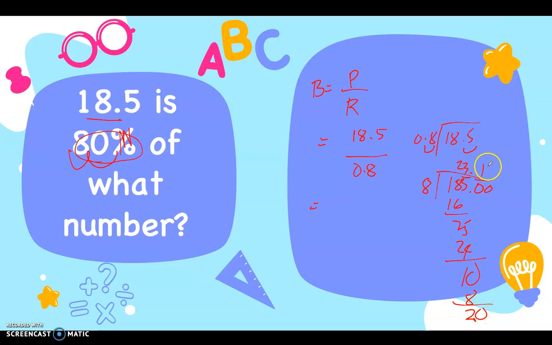So we have 20, this is 2, okay, and then this is 16. There is still a remainder, so you add another 0, bring down 0, divide 40 divided by 8, that is 5. So this is 40, no more remainder. Therefore, our answer here is 18.5 is 80% of 23.125. So that is our base.